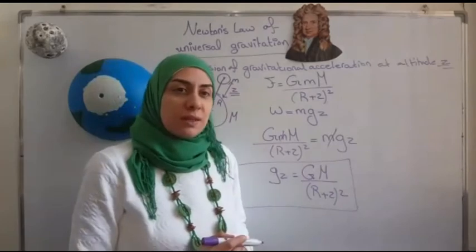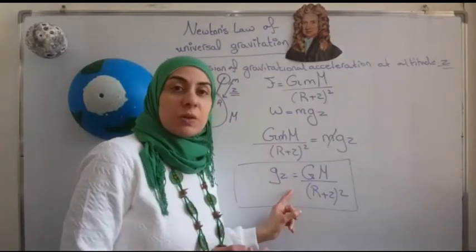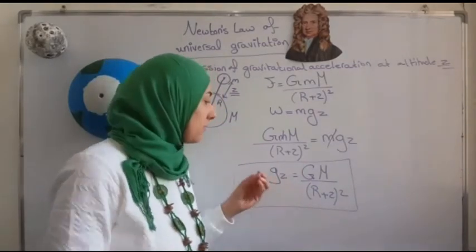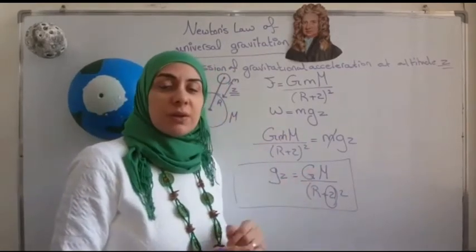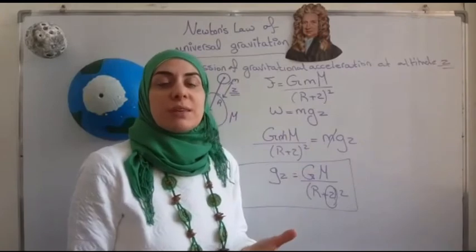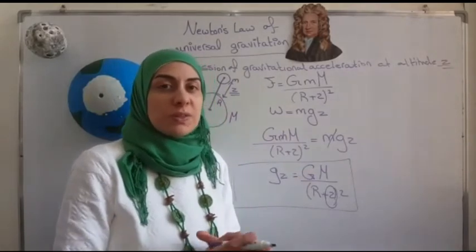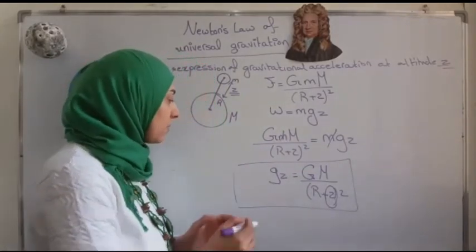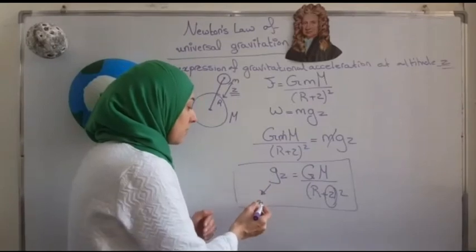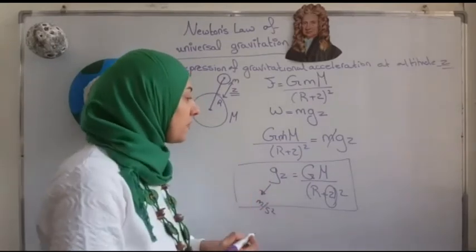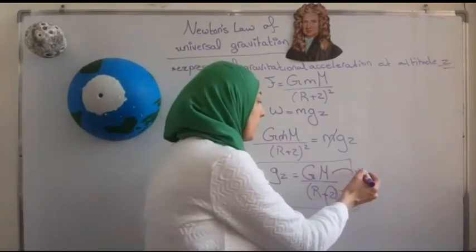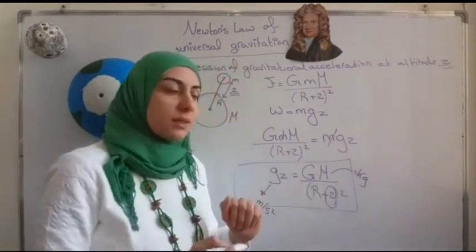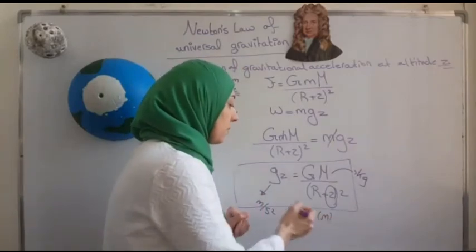This equation tells us that the value of gravity at a specific altitude z is only related to the altitude itself, as G, M and R are all constant. So the value of gravity at a specific altitude depends only on that altitude. So g_z is expressed in meters per second squared. G we already derived, and the mass of Earth is expressed in kilograms. R and z are expressed in meters.